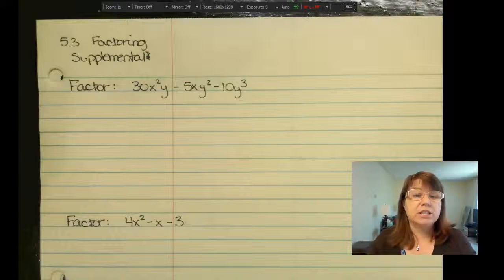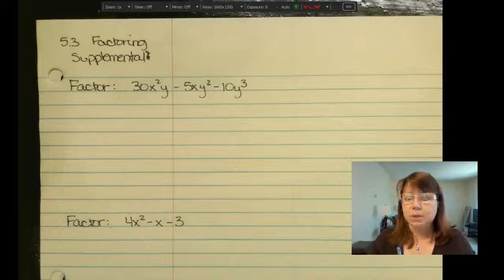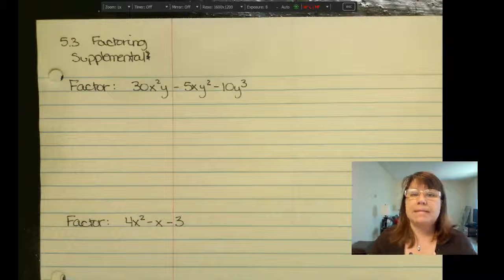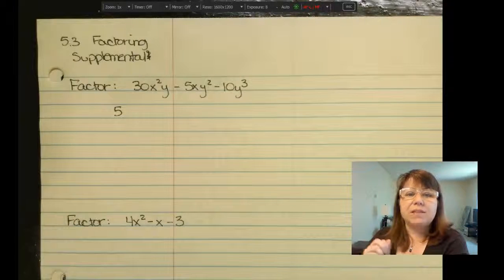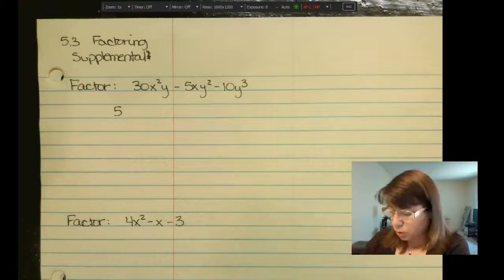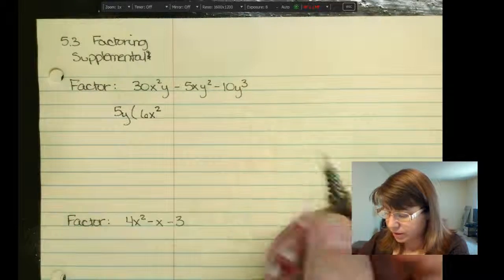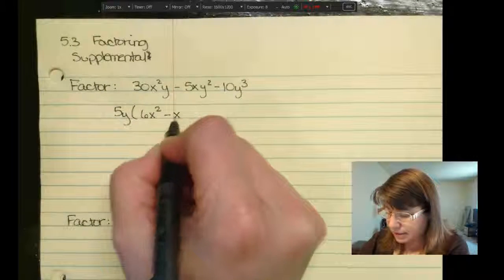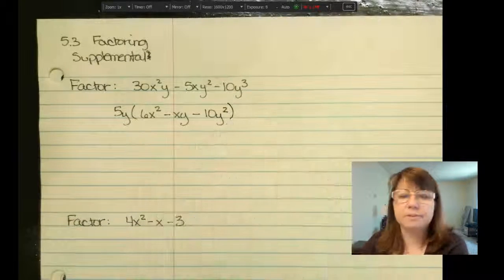First thing I always look for is GCF. If I can pull out a GCF, then it makes my problem a little bit simpler. So 30x squared y minus 5xy squared minus 10y cubed. Between the coefficients 30, 5, and 10, I definitely can pull out a 5. And then I have an x squared y, xy squared, and a y cubed. I can pull out a y. That leaves behind a 6x squared minus xy minus 10y squared.